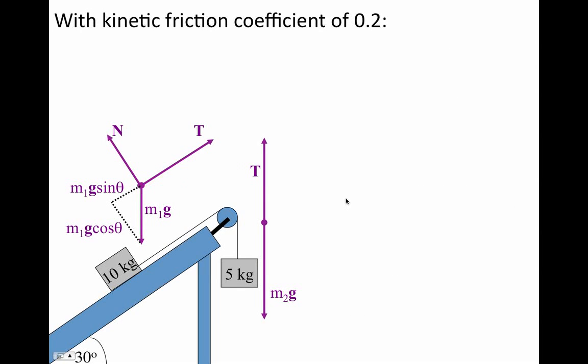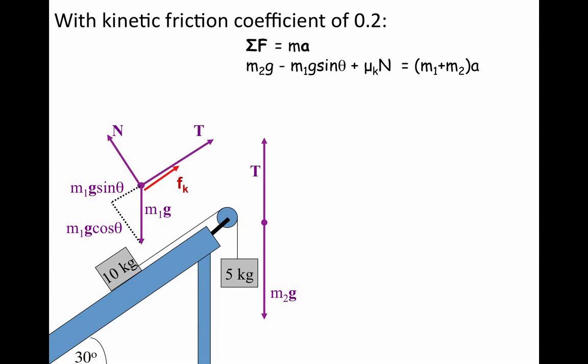When you add friction, it's just an extra vector. There it is. And it goes, in this case, to the right, because the 10 kilogram block is trying to go downhill. It just opposes the motion. So it could go to the left if the 10 kilogram block is trying to go uphill. In this case, 10 kilograms going downhill, so it's positive, as you can see right here. It's going to the right, the friction.